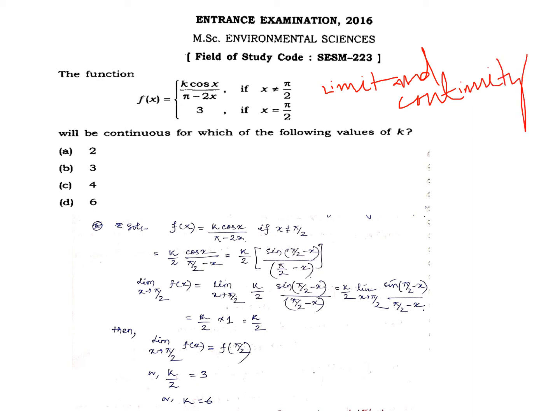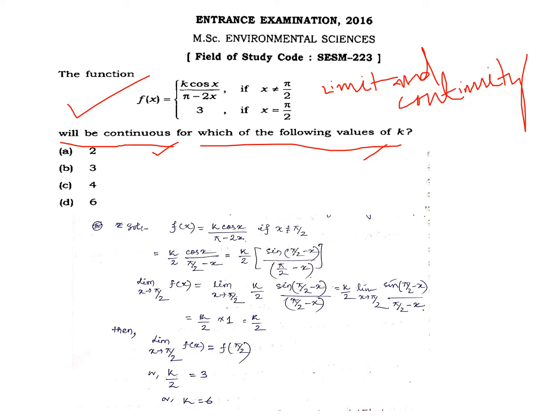The first question that we are seeing here is given f of x equals k cos x upon pi minus 2x if x is not equal to pi by 2, and f of x equals 3 if x equals pi by 2. So there are two conditions given and we have to find the value of k if the function is continuous. For this question, you should convert this into a particular type of limit identity so that you can answer it.